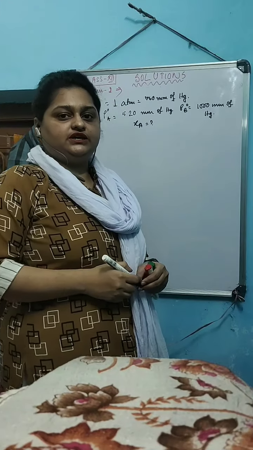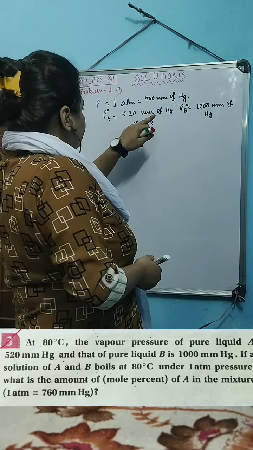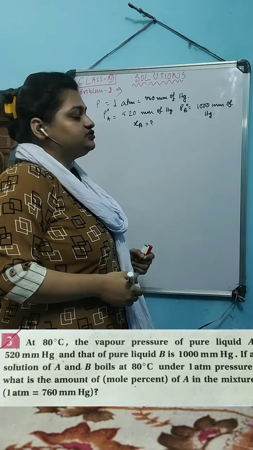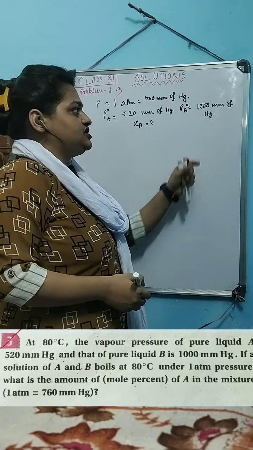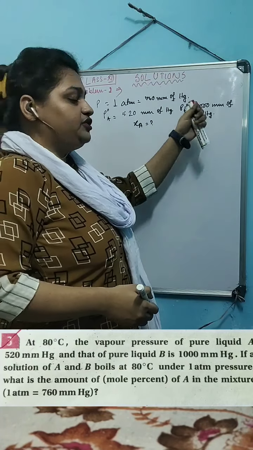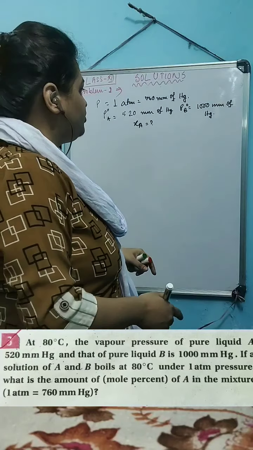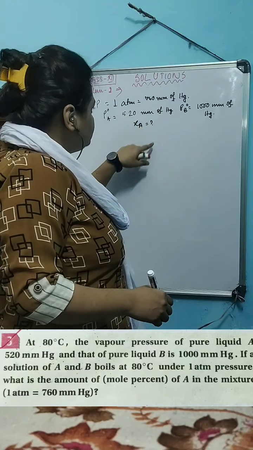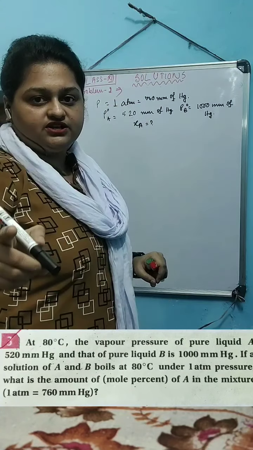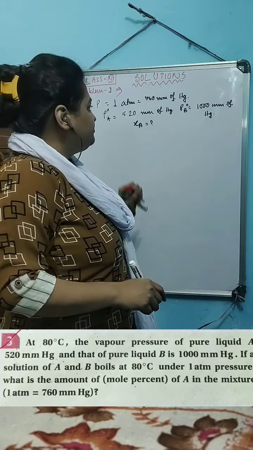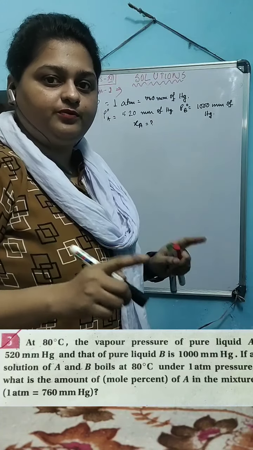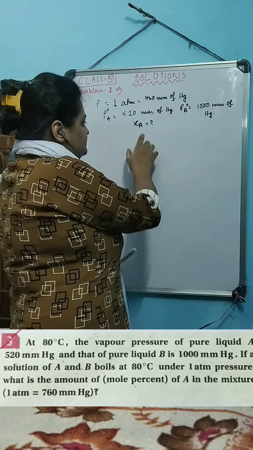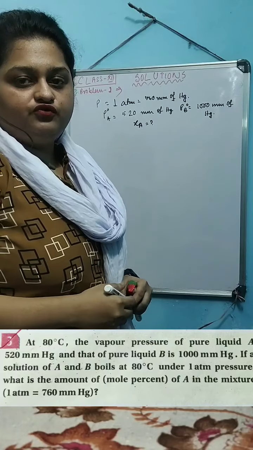In our problem, the information being given is that the pure vapor pressure for component A, that is the solvent, is 520 mm of Hg, and for component B, the vapor pressure in the pure state is 1000 mm of Hg. The solution boils at a temperature of 80 degrees Celsius at 760 mm of Hg. Therefore, the vapor pressure at that point must be 760 mm of Hg. XA has been asked for you to calculate.